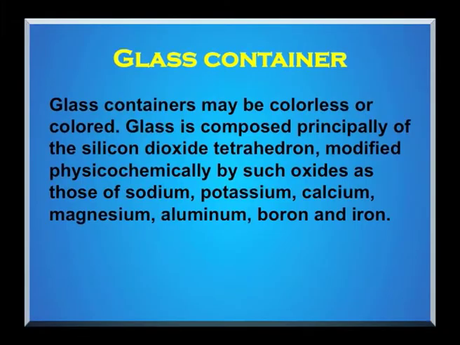First is glass container. It has been the container of choice for pharmaceutical dosage forms as it has high barrier qualities. It still forms a very desirable and cost effective option. Glass containers may be colorless or colored. Glass is composed principally of the silicon dioxide tetrahedron modified physicochemically by such oxides as those of sodium, potassium, calcium, magnesium, aluminum, boron and iron.